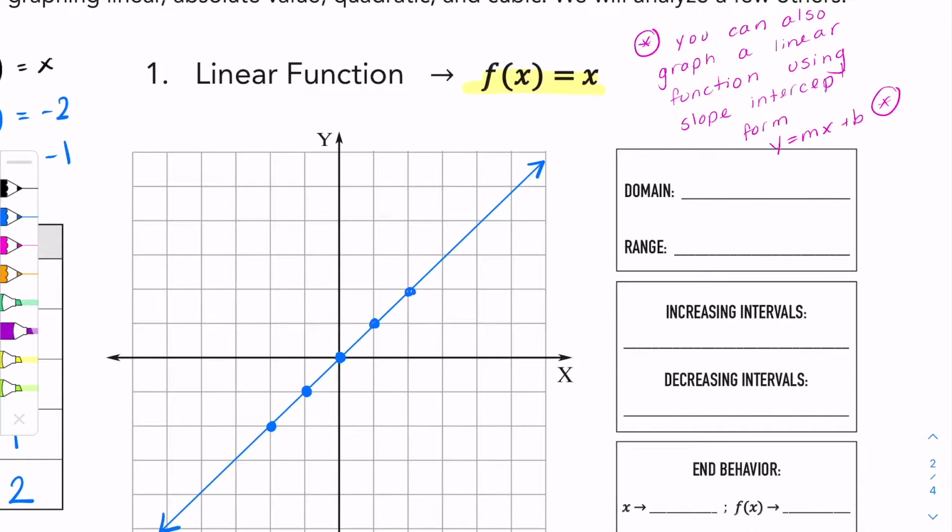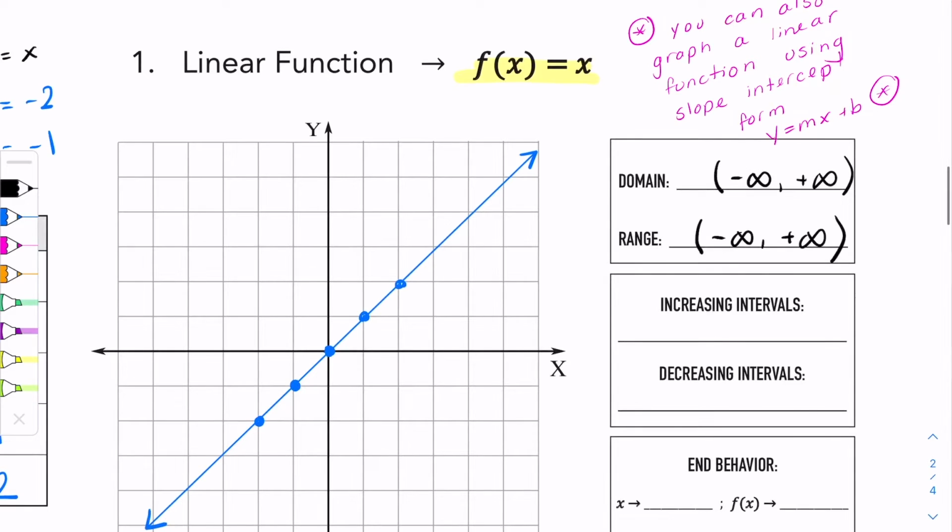Okay, using what we learned in previous lessons, we need to talk about the domain, range, increasing, decreasing, and end behavior. The domain on this graph has no restrictions on the x value, so it's negative to positive infinity. The range is also negative to positive infinity with no restrictions. For increasing intervals, we are increasing the entire time. This graph never turns direction, so our increasing interval is negative to positive infinity, and there are no decreasing intervals.